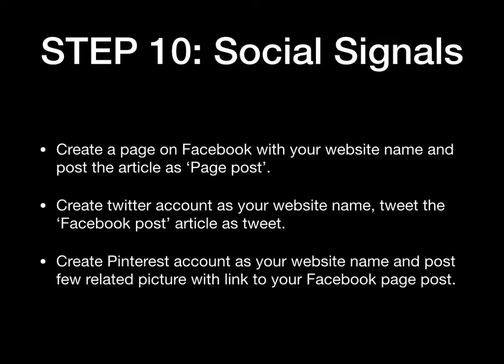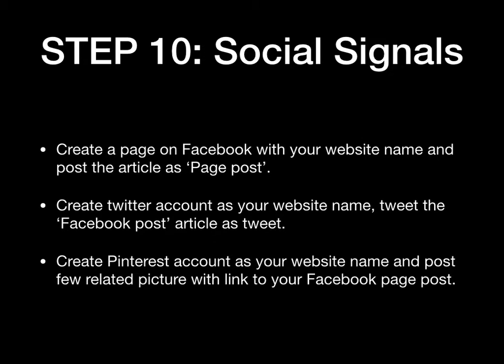Step 10 is social signals. Now you need to create a page on Facebook with your website name and post the article as a page post. So out of the 4 articles, post one of the articles as a page post on your newly created Facebook page. Then create a Twitter account as your website name. For example, your website name is xyzhosting.com. So create a Twitter account with the name XYZ Hosting. Okay, and then tweet the Facebook post article.